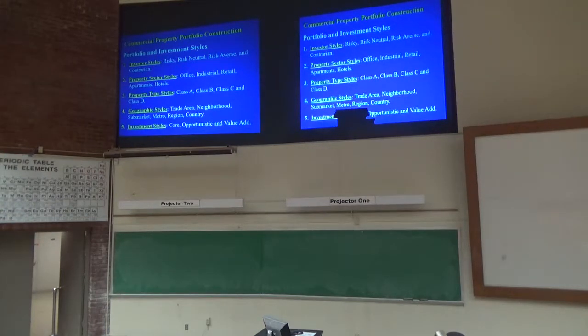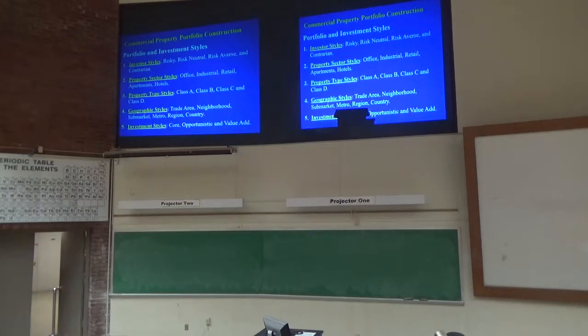So it could be country, region, metro, submarket, neighborhood, trade area. You're drilling down in. And once you get to the trade area level, the next level down from trade area is property level. So what you're doing is you're underwriting these markets at different levels all the way down to the property level, and then underwriting the property to see if it's something that you want to actually buy.